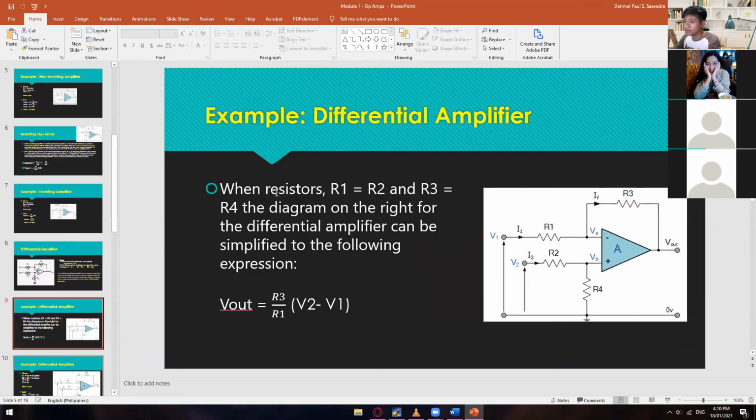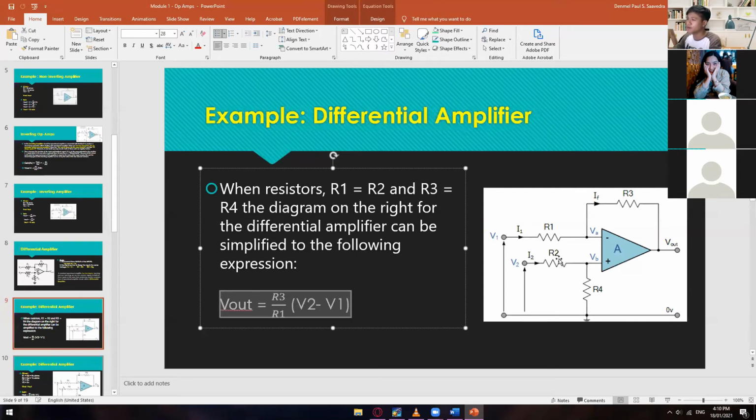So we have this scenario when the resistors R1 is equal to R2, and then R3 is equal to R4. The diagram on the right for the differential amplifier can be simplified to the following expression. So if this R1 is equal to this R2, and then R3 is equal to R4, then we could say that this can be simplified using this formula, which is V out is equal to R3 divided by R1 times V2 minus V1. Okay, so it's very simple if you have the same values for R1 and R2, same with R3 and R4.